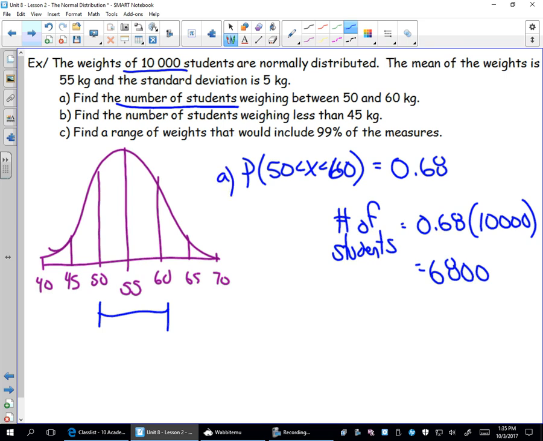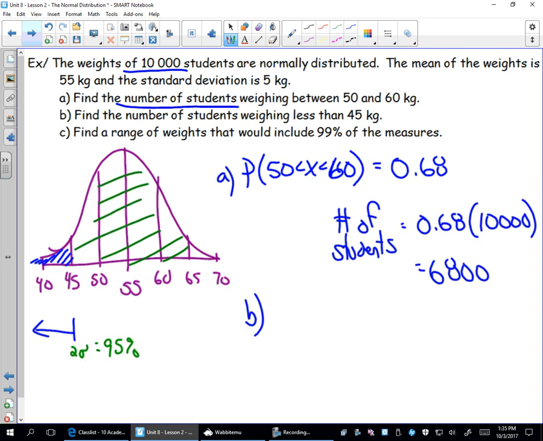Okay, let's find part B here, the less than 45. The less than 45 is down here. I want to find all of this. In other words, I want this right here to the corner. So how am I going to calculate that? Well, let's think about this. What do we know? We know this is 2 standard deviations. What do I know about 2 standard deviations? I know that's 95%. But it's 95% between 2 standard deviations. In other words, there's 95% in here.